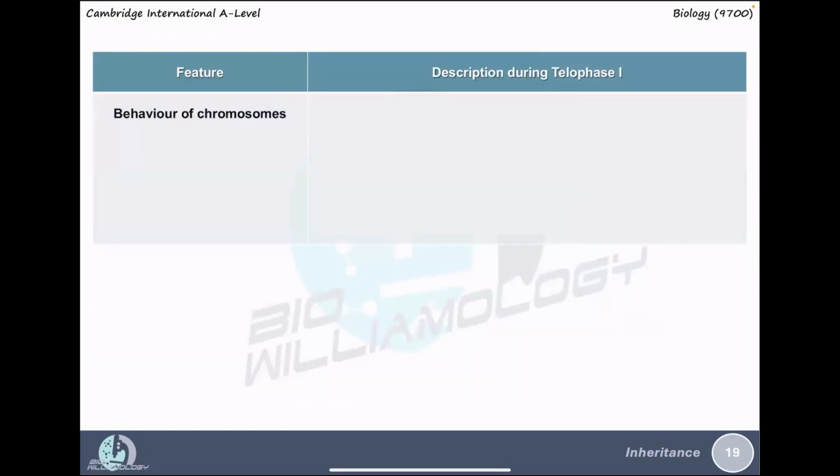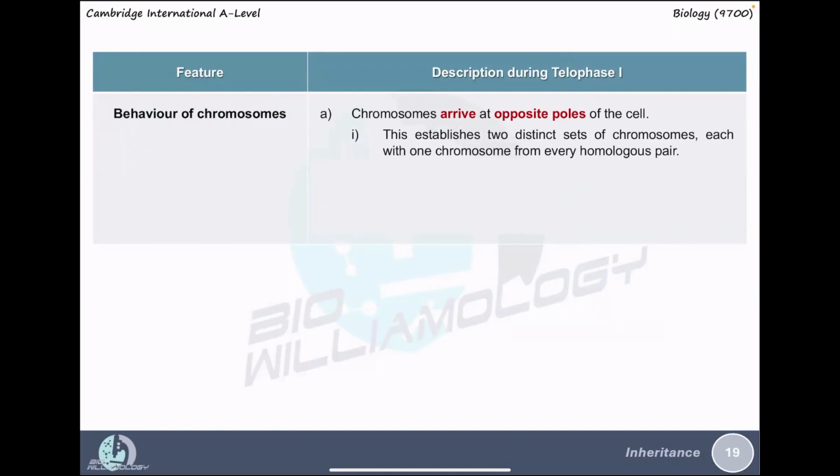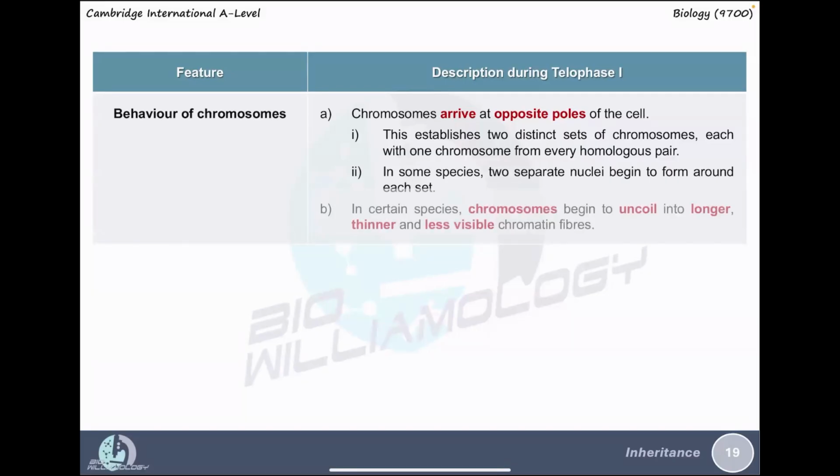So what is the behavior of the chromosomes? The chromosomes arrive at the opposite poles of the cell, and this establishes two distinct sets of chromosomes, each with one chromosome from every homologous pair. In some species, two separate nuclei begin to form around each set, and in certain species, chromosomes begin to uncoil into longer, thinner, and less visible chromatin fibers.